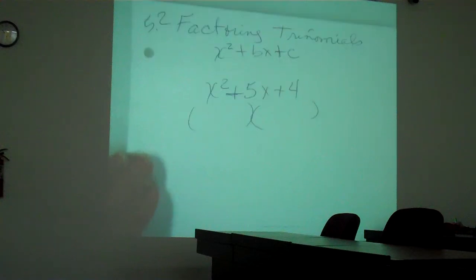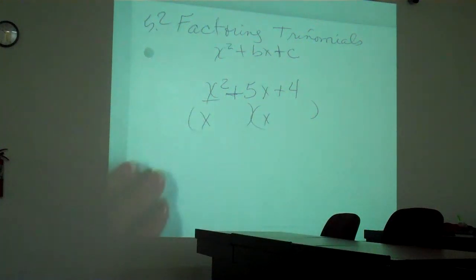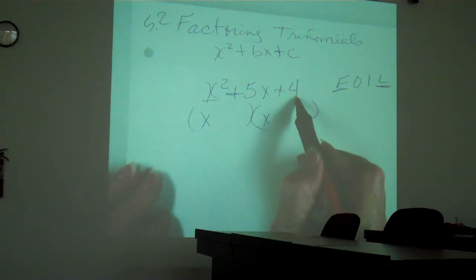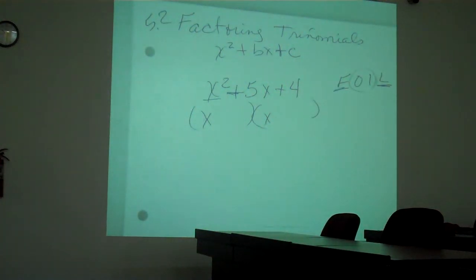Okay? So what we need to do, we know the first times first when we FOILed. The x times x gave us the first term, so we know there's going to be x's in the first part. And the very end of it, remember when we did FOIL? We just did first times first. The last times the last gave us the last part. The two inside ones usually combine to make the middle term. So the last times last has to give you 4.